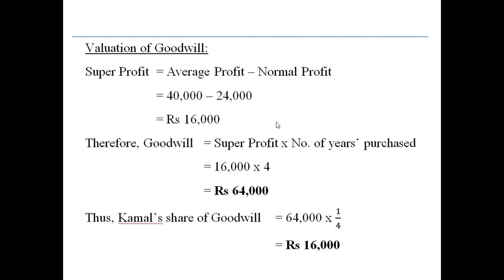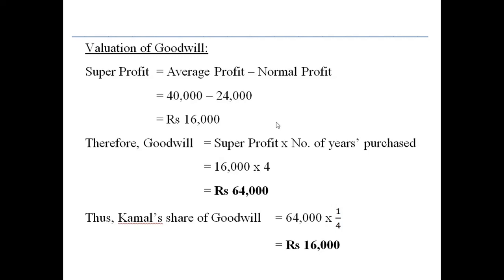This normal profit is also called return on capital employed. This has to be subtracted. Average profit minus normal profit will be 16,000. Now you have to put the formula. It is given 4 years of purchase, so super profit we have calculated 16,000, so it will be 64,000. So the amount of goodwill of the firm, or the total goodwill, is 64,000.